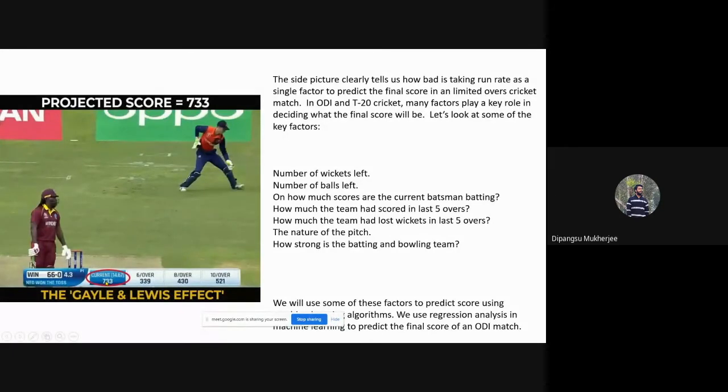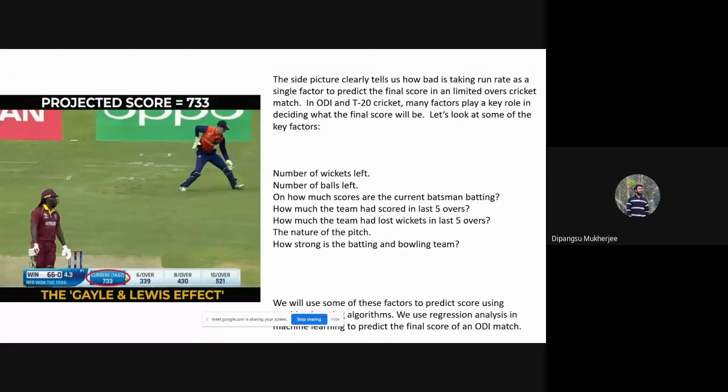This is very bad. So there will be many more features, many extra key factors to predict the output of the match. Like the number of wickets left, the number of balls left. Who is the current batsman? What is his score in the last 5 overs? How many wickets fell in the last 5 overs? Is the pitch a batting pitch or a bowling pitch?